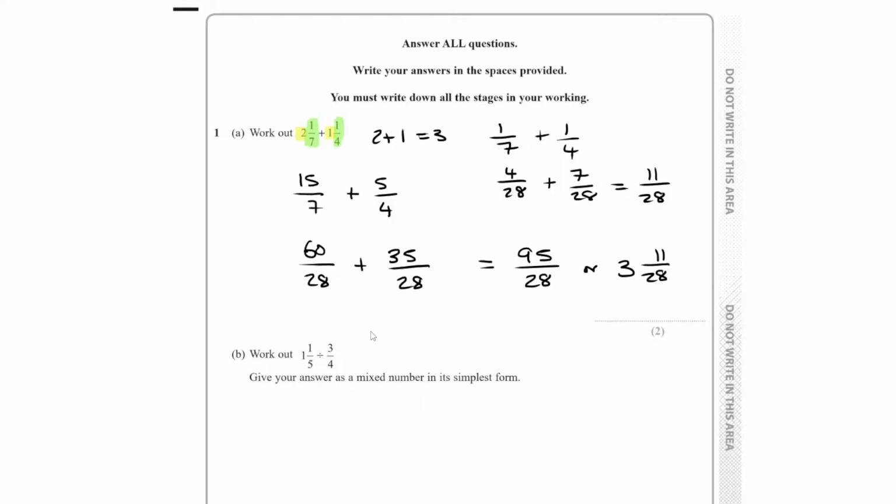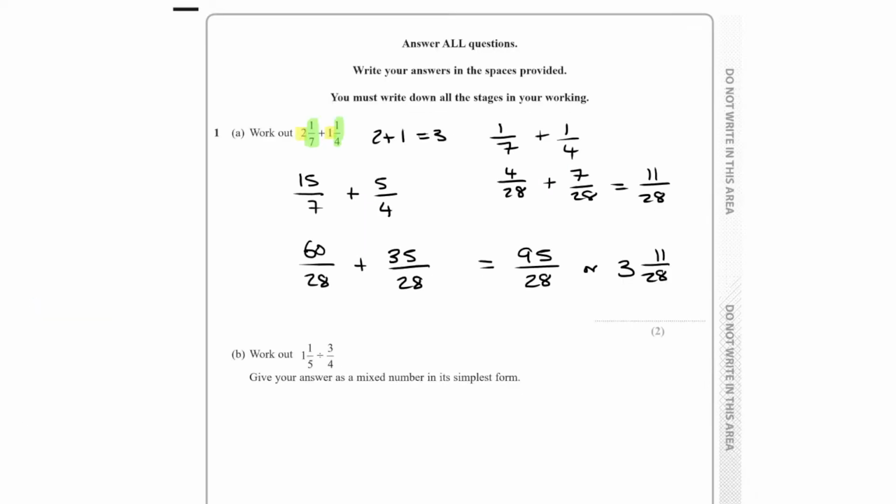So personally, I like to just stick with converting everything to an improper fraction, and then if I need to convert back at the end, I will. For this part A, they didn't say that you had to convert it back, so either of these two answers is fine. 95/28 or 3 11/28 is fine.